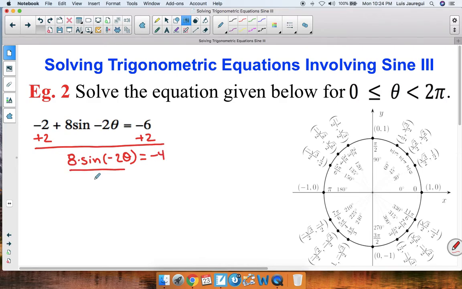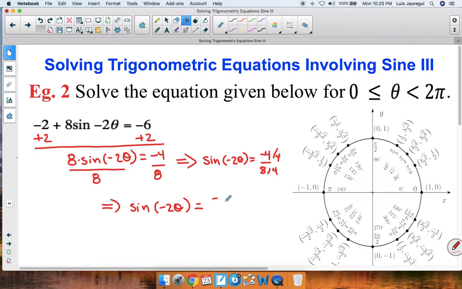Now, dividing by 8 on both sides gives us the following equation. We have sine of negative 2 theta is equal to negative 4/8. Now, simplifying this fraction by dividing both numerator and denominator by 4, we get that sine of negative 2 theta is equal to negative 1/2. Now, let's introduce a new variable. So let alpha be equal to negative 2 theta.